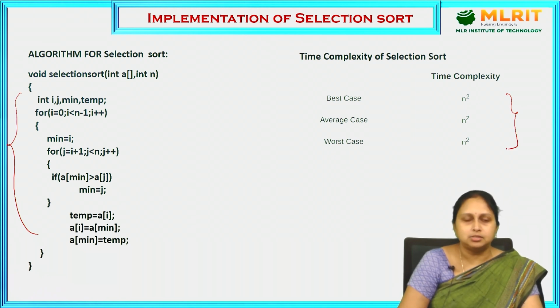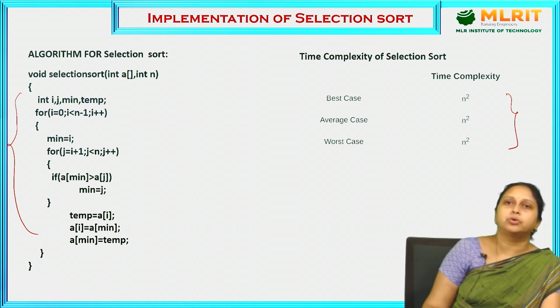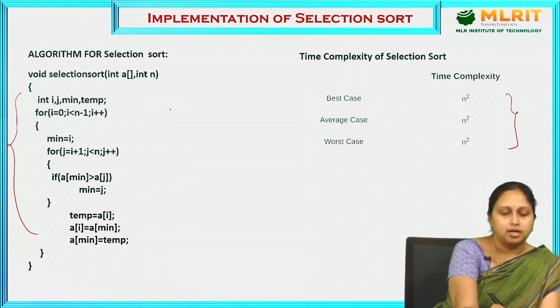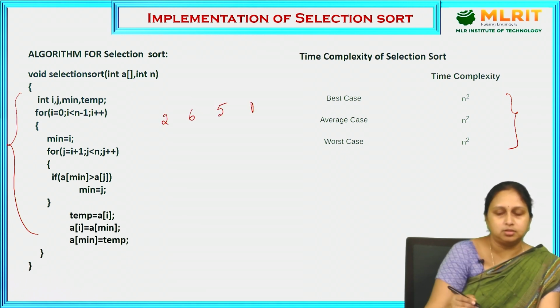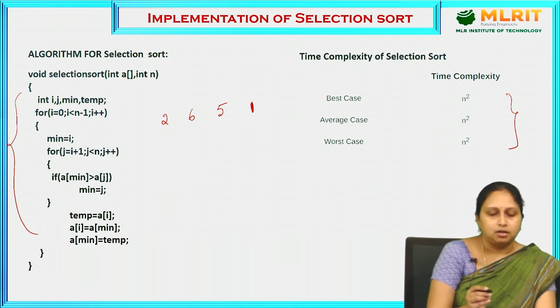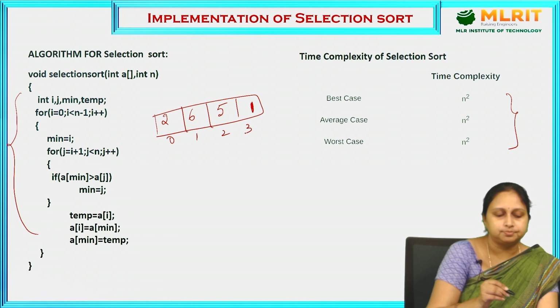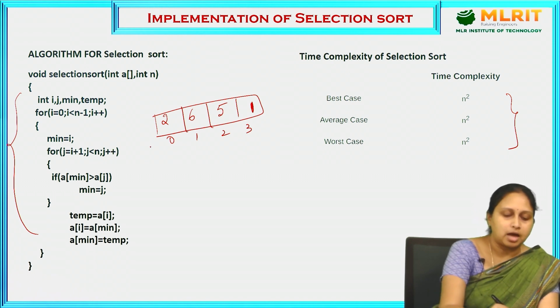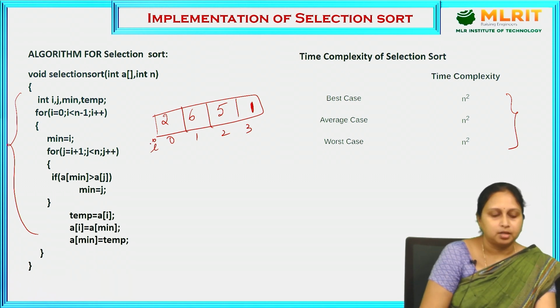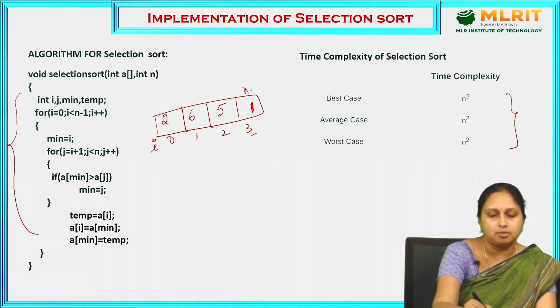Okay. Let us take one small example and see how this logic is going to work. Take the example 2, 6, 5, 1. Okay. These are the four elements I am going to take. Let us consider this is the array of elements where we have indices 0, 1, 2 and 3. Okay. This is the I value, and n minus 1 means up to here. This represents the n minus 1 position.